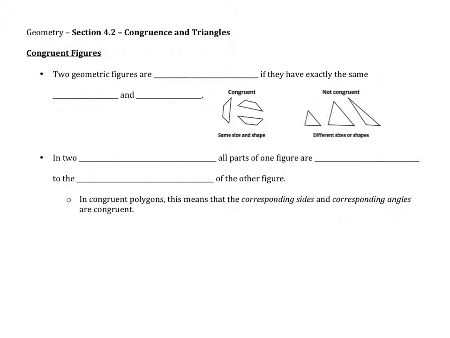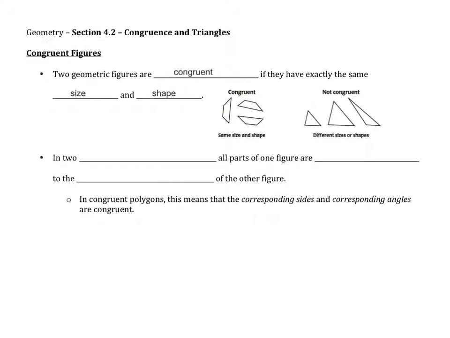Section 4.2 is about congruence in triangles. Let's first define what congruent figures are. Two geometric figures are congruent if they have exactly the same size and shape. So I gave two different figures here, one with a bunch of congruent figures and some that are not congruent.